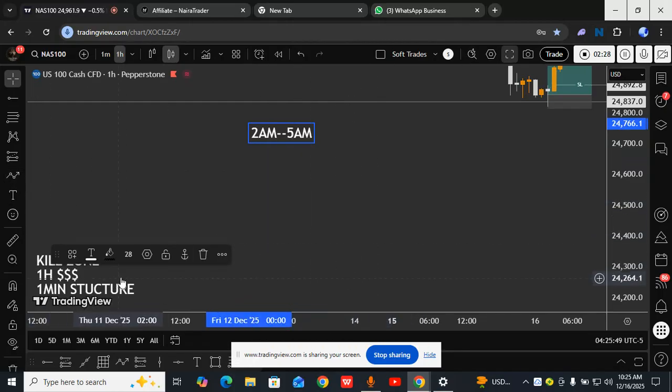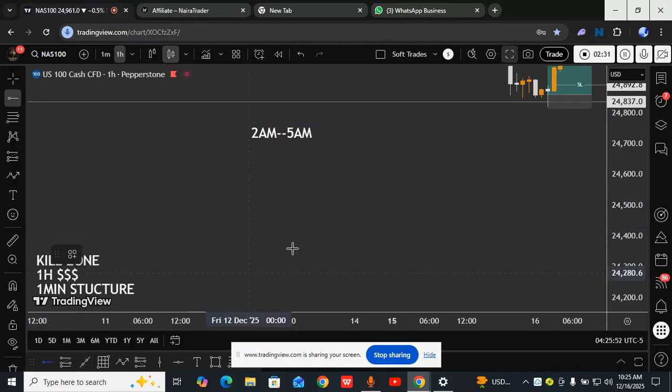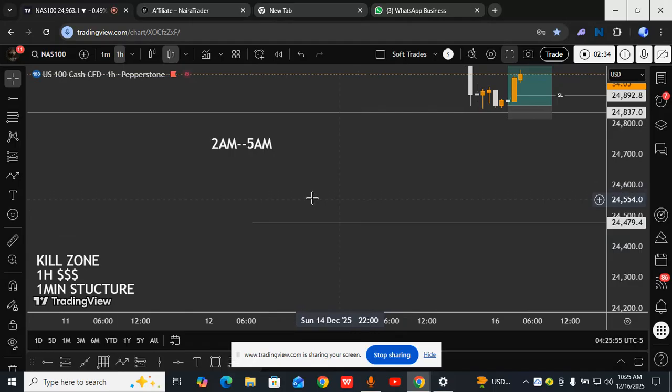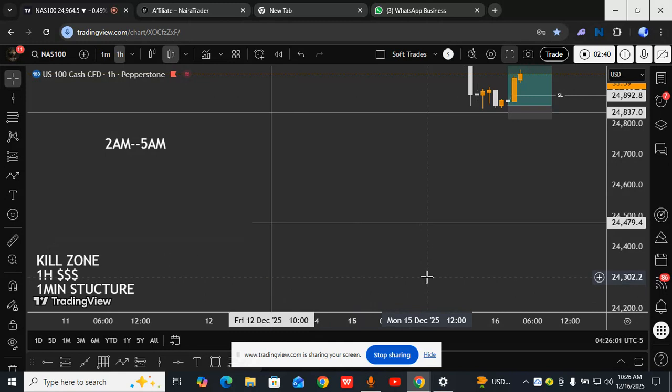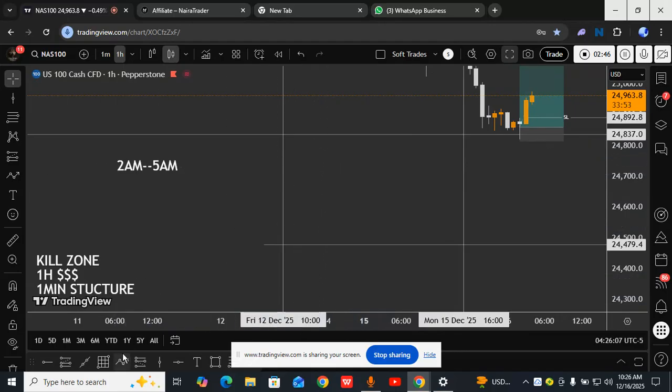Now, what will normally happen is that you are going to get, let's say, a previous day low somewhere around this area, right? So let's say this is 2 a.m. New York time and this is 5 a.m. New York time. Now, let's say the market is trending downwards and we had a previous day low or 4-hour fair value gap, whether it's an internal or external liquidity around this area, right? What price normally does around this 2 a.m. to 5 a.m. is that it will come down, take out that liquidity, then it will now do what? Create a change of character and retrace.